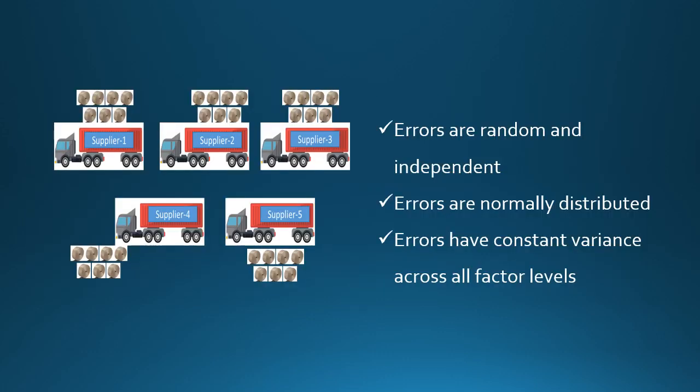For the ABC example, the residual plots show that all three assumptions for ANOVA are met. The errors are random and independent, are normally distributed, and have constant variance across all factor levels. Therefore, we can use the ANOVA results to make decisions about which supplier to use.